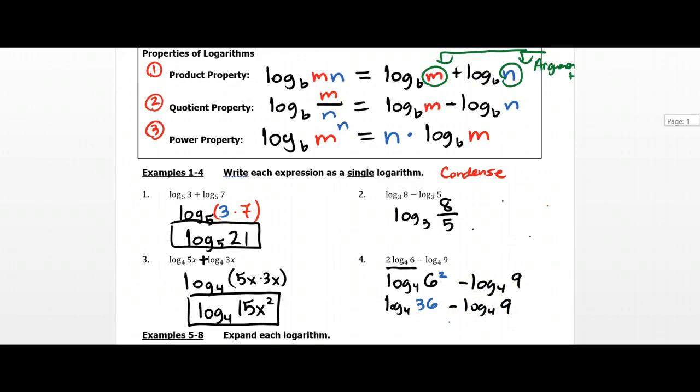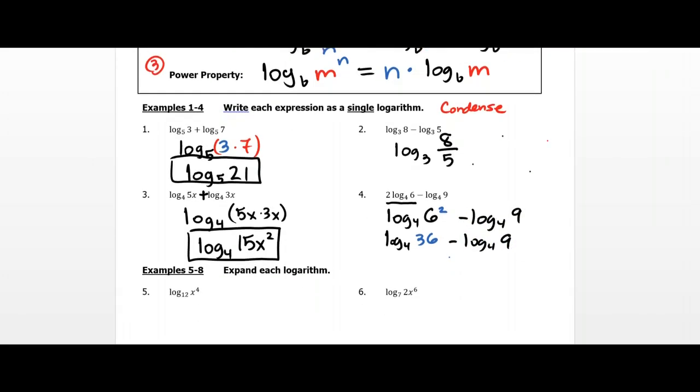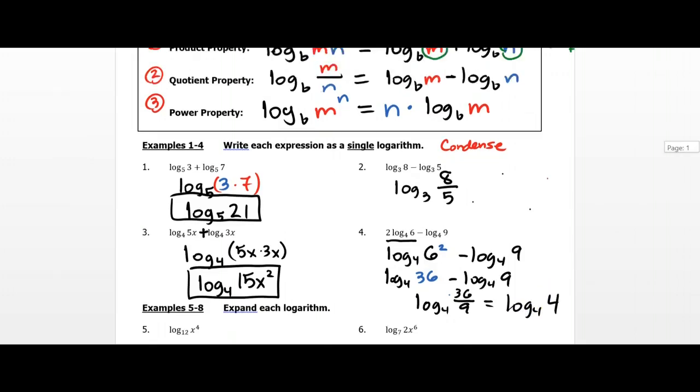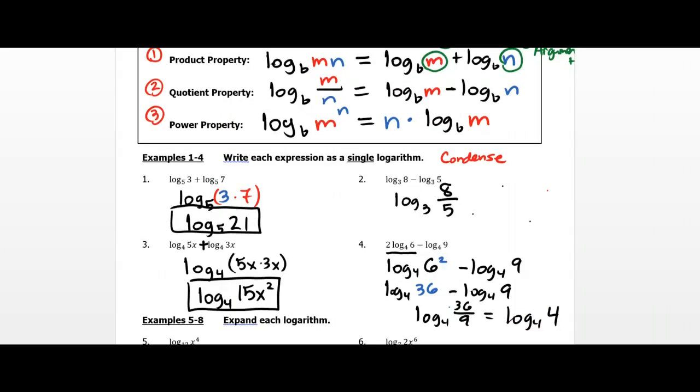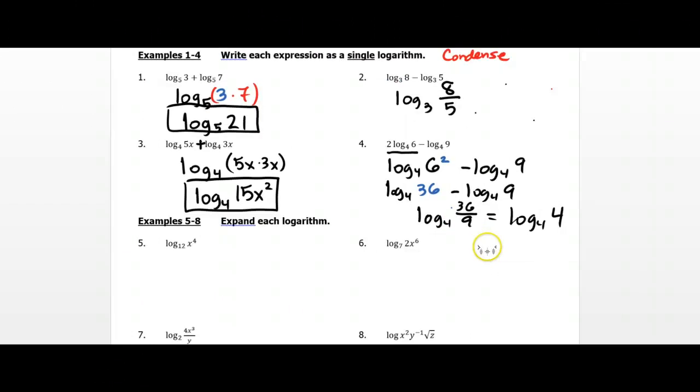And then from there, to write this as a single log, I can use my quotient property. So I can do log base 4 of 36 over 9, which becomes simply log base 4 of 4. Now, this problem, unlike 1, 2, and 3, I am not going to leave as log base 4 of 4, because this is one where I actually know what the log base 4 of 4 is. Remember, I told you there were a couple logs you had to memorize. Log base 4 of 4 is one of them. We know that this is going to be equivalent to 1.